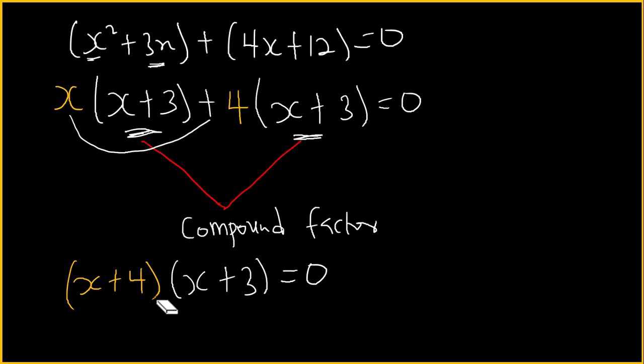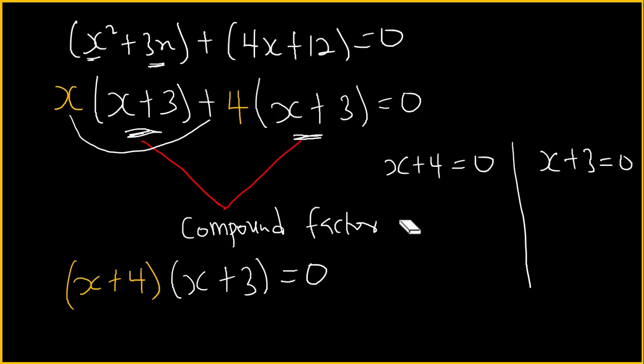Now what we are going to do is to draw our trend line somewhere here and equate the factors to 0. So x plus 4 equals 0, x plus 3 equals 0. Let's find our value x. So x is equal to 4 is taken to this side, we have negative 4. And the other value of x is equal to 3 is taken to this side and we have negative 3.